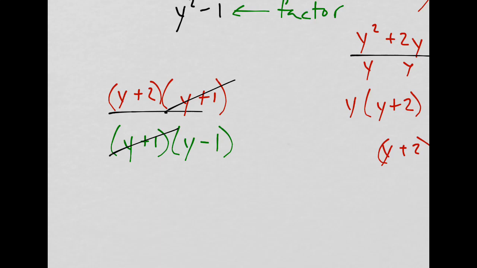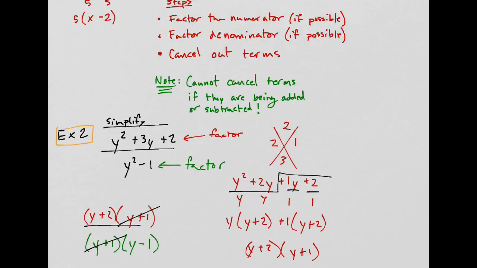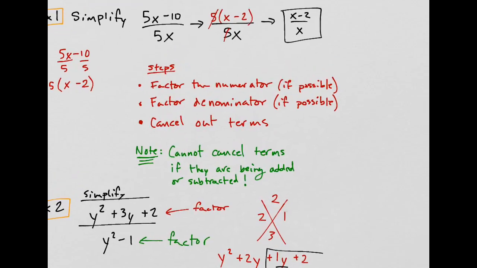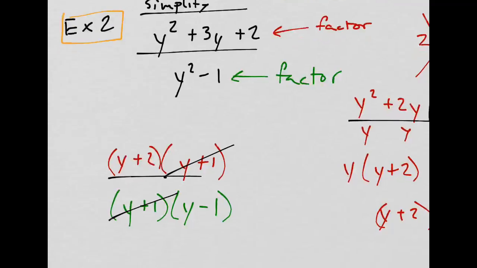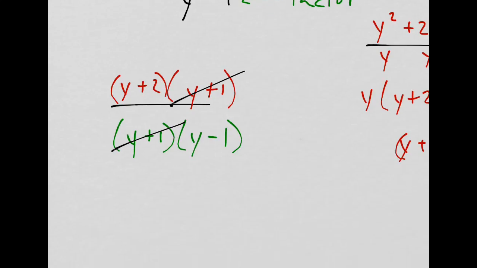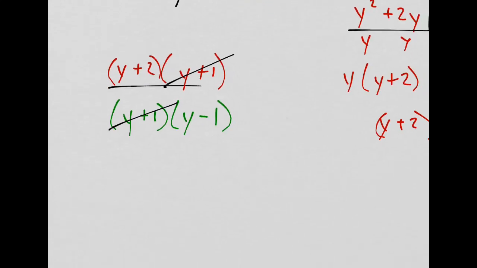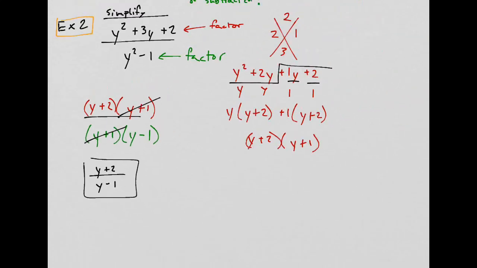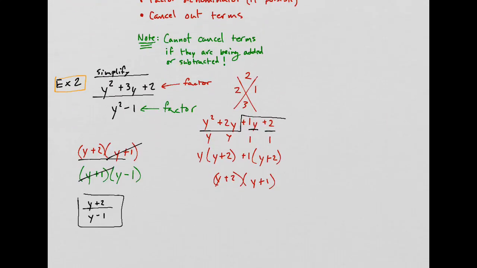Why can we cancel out? They have addition. But that's not what I meant by you can't cancel out terms with addition. You can't cancel out things that are being added or subtracted. This whole term is being multiplied by this whole term, so we're good to go right there. So our answer is just the leftovers: y plus 2 in the top, and y minus 1 in the bottom. So that's it. You just factor the top, factor the bottom, and cancel stuff out.